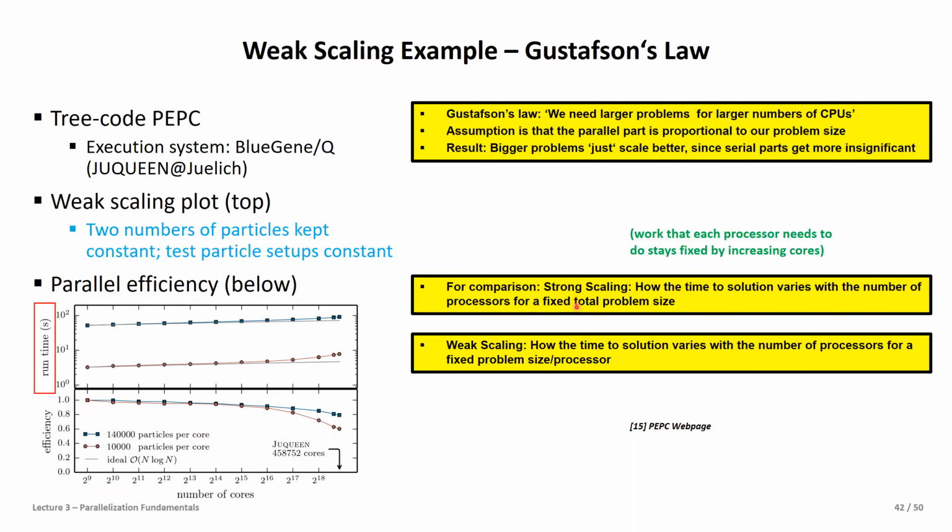Remember what I said in strong scaling. The total problem size was really fixed. Now, what we do here in weak scaling is look at how the time to solution varies with the number of processes for a fixed problem size per processor, right? So essentially, the more cores we add, we also add more particles, because we have 1,000 particles per core. So I have a variable problem size, really, because the step here is not only adding cores, it is also adding significant complexity in computing the particles with each core that I add.